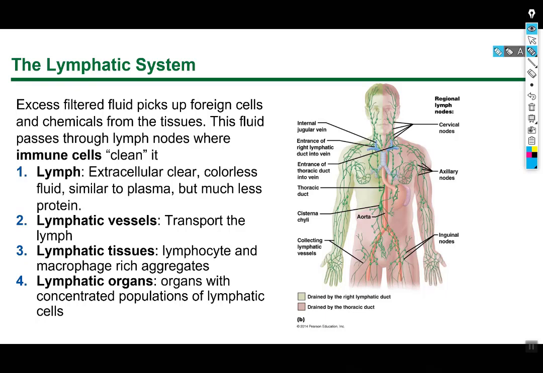So as I mentioned, lymph is an extracellular fluid. It's similar to plasma, but it has much less protein. So for example, most albumins, fibrinogen, are absent from lymph.